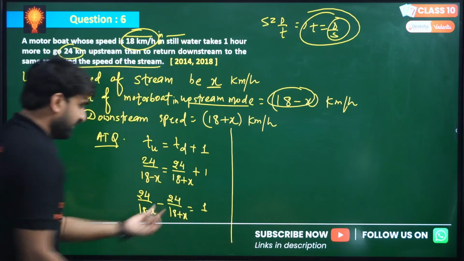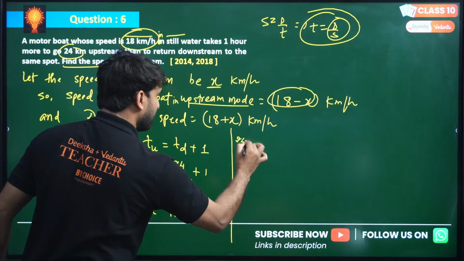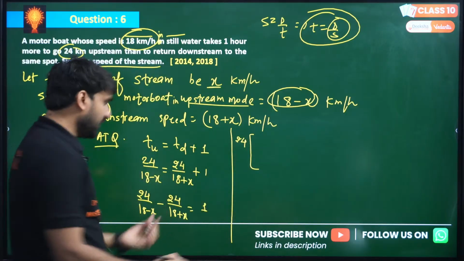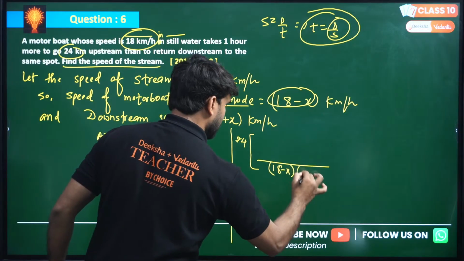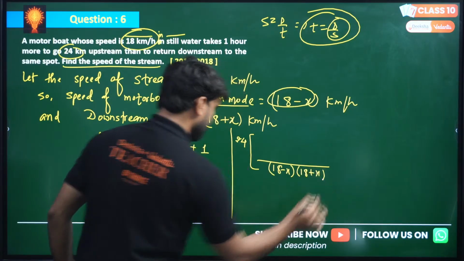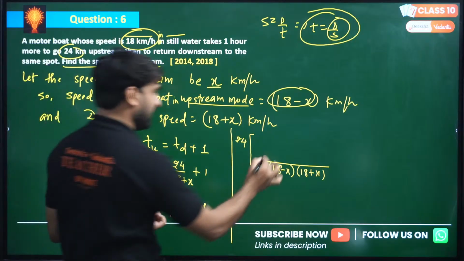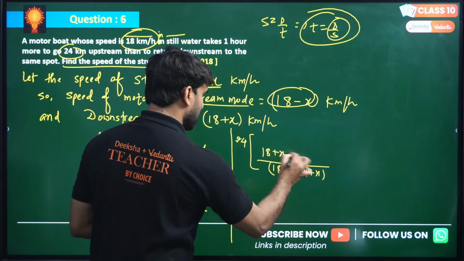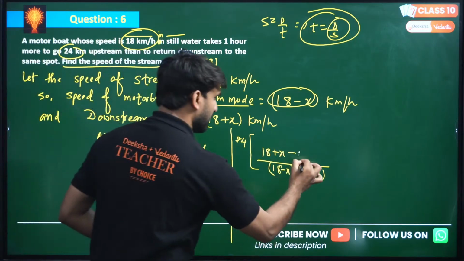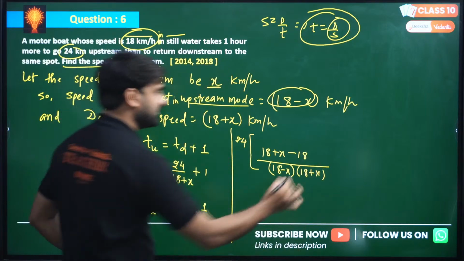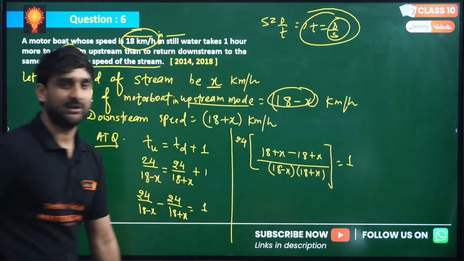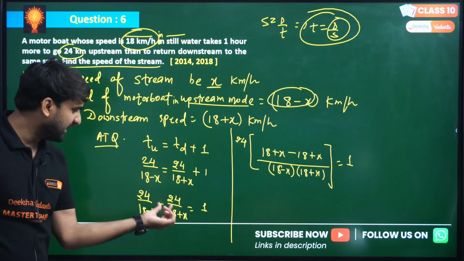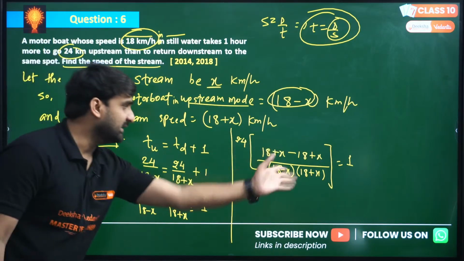Now solve this. Can we take 24 as common here? So I'm taking 24 common. Now taking LCM, this would be 18 minus x into 18 plus x. And this 18 plus x will take this place, minus this whole bracket. So minus 18 and minus x will be in positive form, equals 1. I hope this is clear. There's nothing special. I'm taking 24 as common and then LCM.